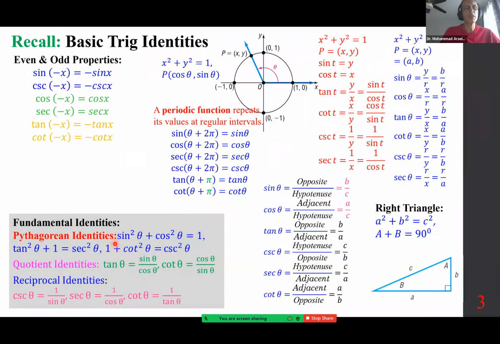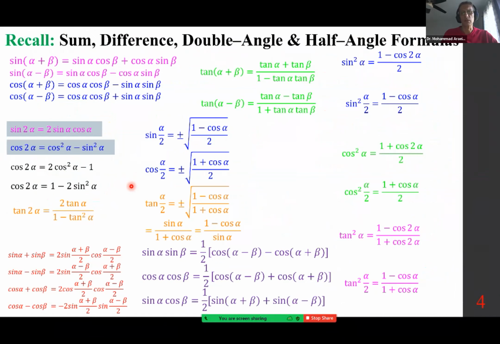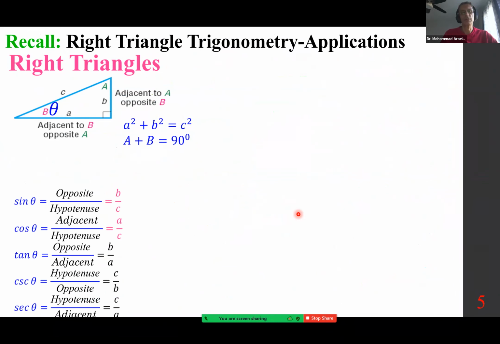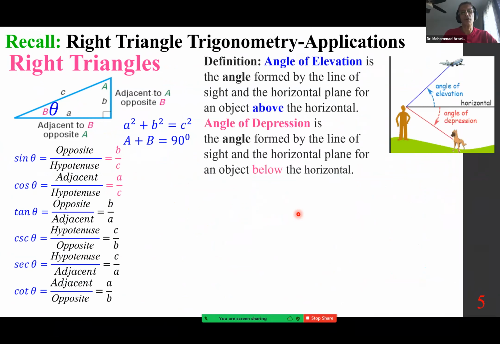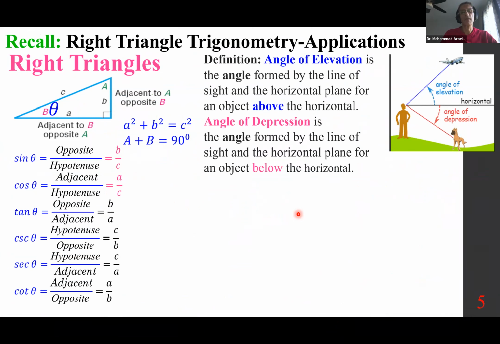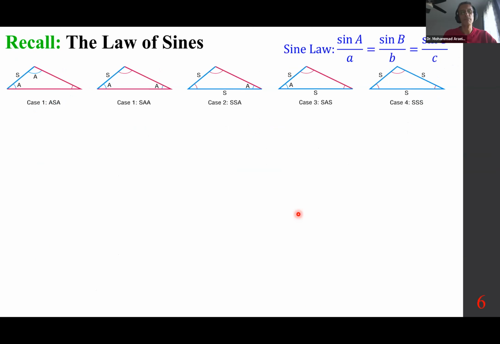We've seen many different formulas, basic trig identities. And then we added the sine law, and now we are adding the cosine law. I'm going to discuss that with more details in a moment. The sum, difference, double angle, half angle, you name it. The right triangle and the relationship between sides and trigonometric functions. Angle of elevation versus angle of depression. Bearing, there are a couple of different methods we will look at.